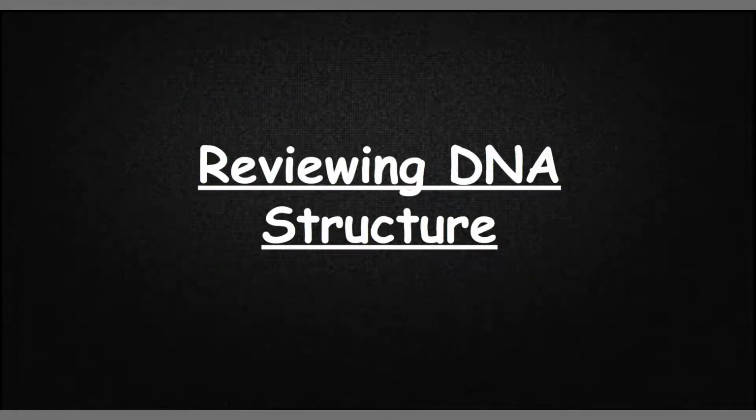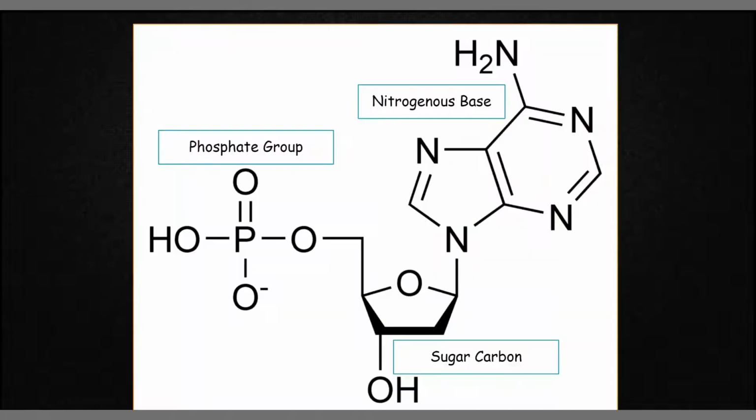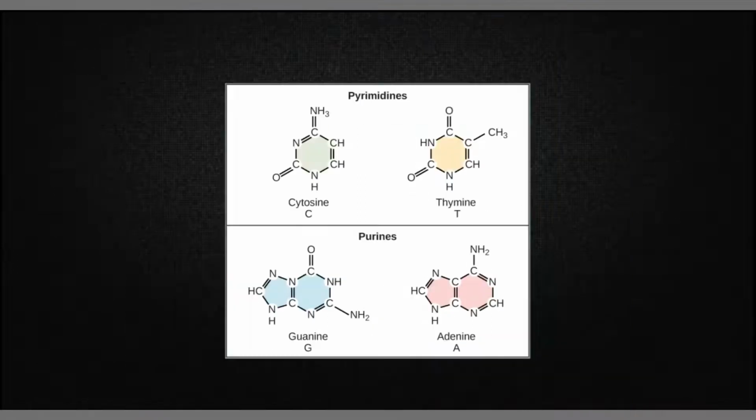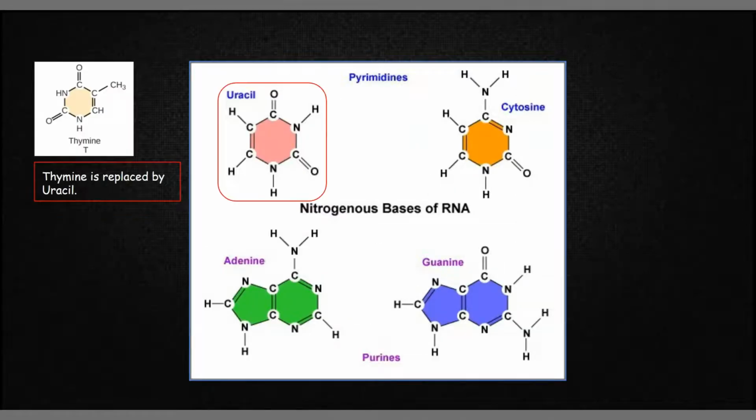Now, to understand how a gene can be expressed, we will also need to understand the structure of DNA. DNA is made of many nucleotides. These nucleotides are made up of a sugar carbon, a nitrogenous base, and a phosphate group. For DNA, there are 4 different types of nitrogenous bases: guanine, cytosine, adenine, and thymine. As a side note, RNA has almost the same nitrogenous bases as DNA, except that uracil replaces thymine.